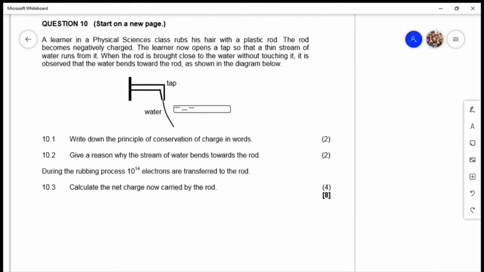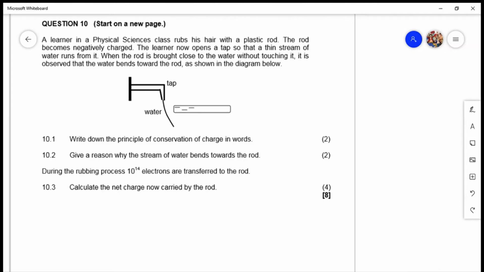So our first question, question 10.1: write down the principle of conservation of charge in words. The principle of conservation of charge states that the net charge of an isolated system remains constant or is conserved. So the system has to be isolated in order for this principle to apply.